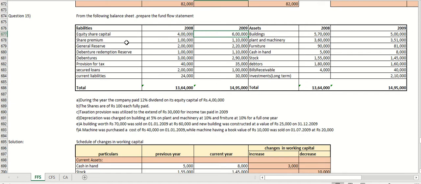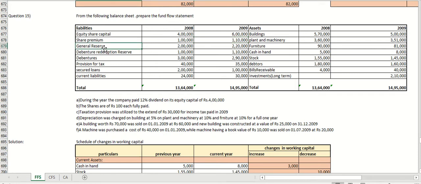Next is the share premium. Last year it is 1 lakh and the current year it is 1 lakh 10,000. Again it has increased, so it will be shown as a source of funds in your fund flow statement. Since it's an increase, it means that the company is gaining funds.